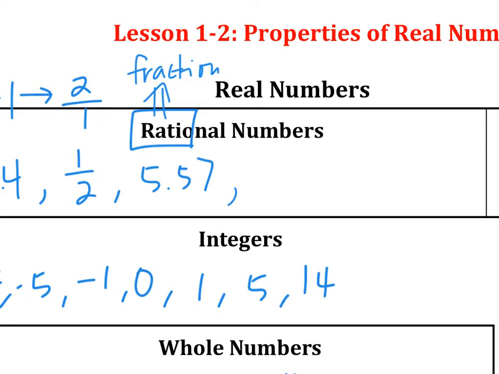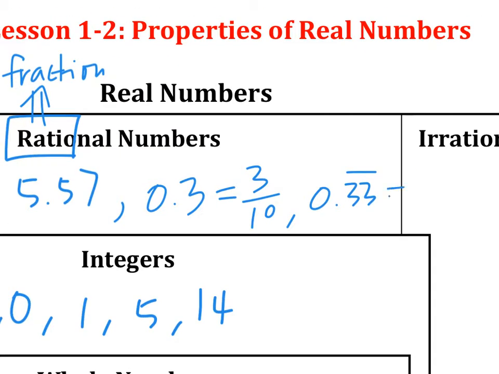Okay, let's try another one. Let's say we have 0.3. Is 0.3 a rational number? Yes. What is it in fraction? 3/10. Yes, very good. Now, what about 0.33 repeating? How many people say no, not a rational number? How many people say yes, rational number? Those who say yes, what is this in fraction? 3/9, or reduced to 1/3, yes. So anything that can turn into a fraction is a rational number.